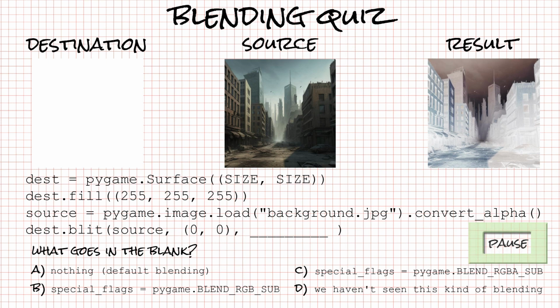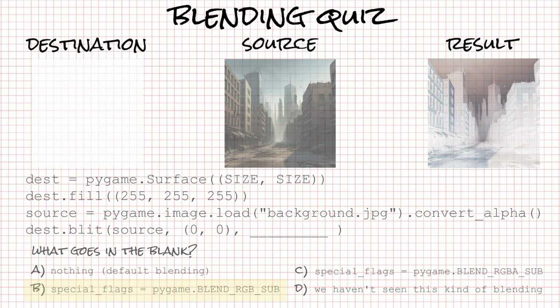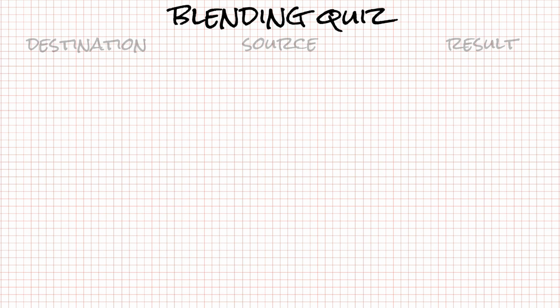Did you get it? Once again, the answer is BLEND_RGB_SUB. By subtracting each color channel of each pixel from white, we get an inverse of the color. The opacity remains 255 or fully opaque. How about one more, a challenge?